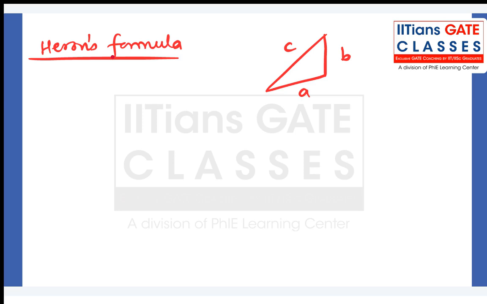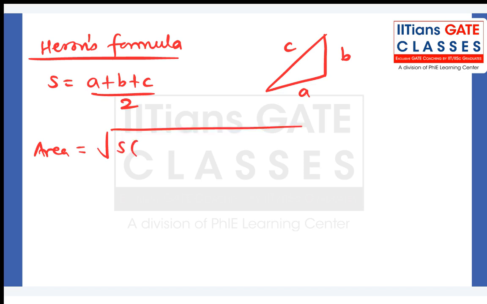And here you first calculate the semi-perimeter, that will be the sum of all the sides divided by 2, and then the area of this triangle will be nothing but the square root of s into (s minus a), (s minus b), (s minus c). Okay, so this is called Heron's formula. It is not useful in the given question because you don't know the lengths of the sides of the triangle, but in some problems, if they are asking you to find the area and the length of the sides is easier to calculate, you can use that also.